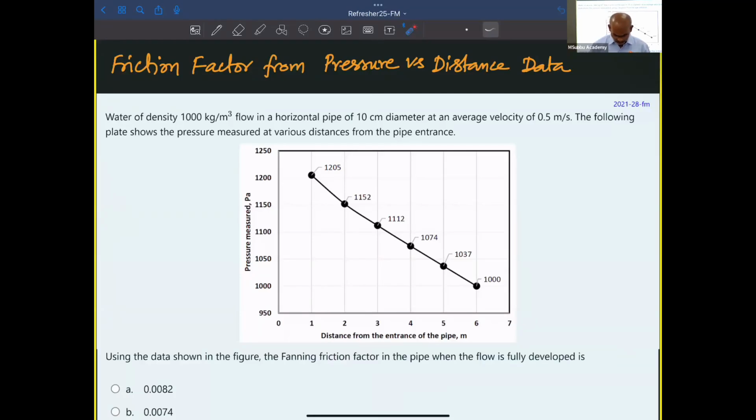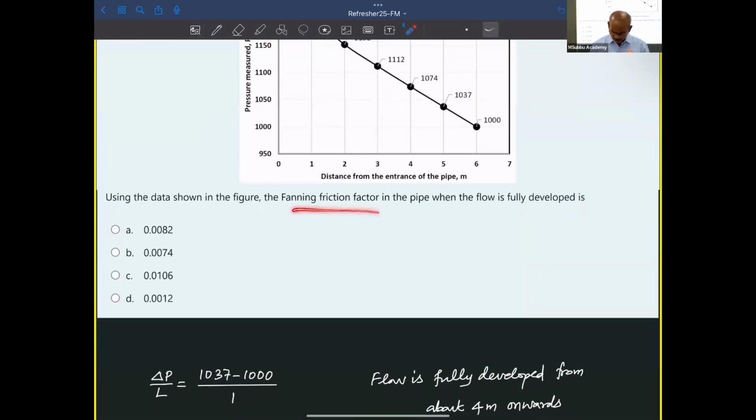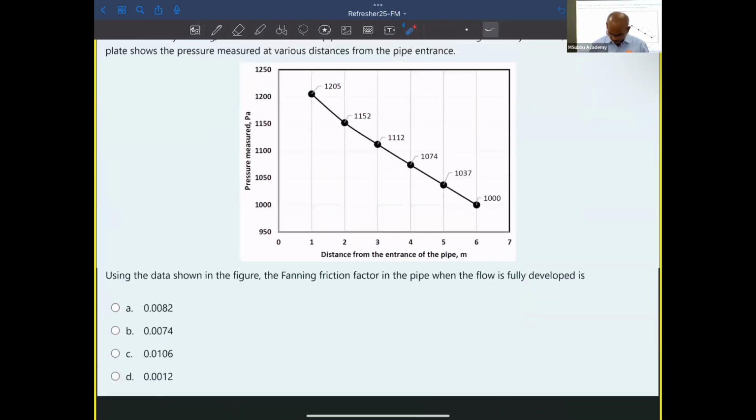Getting this friction factor evaluated from pressure drop versus distance. Okay, here, starting from this entrance, we are given these pressure measurements. We need to get the friction factor in the fully developed flow conditions.